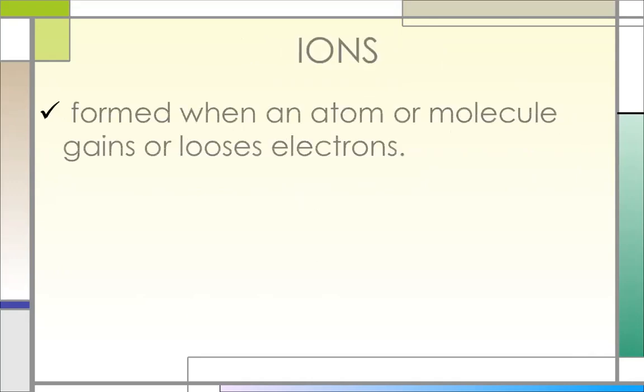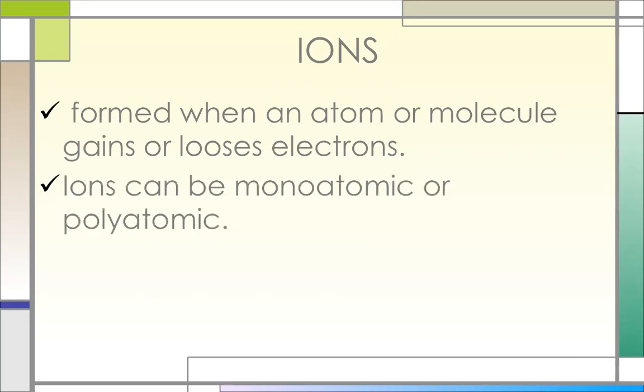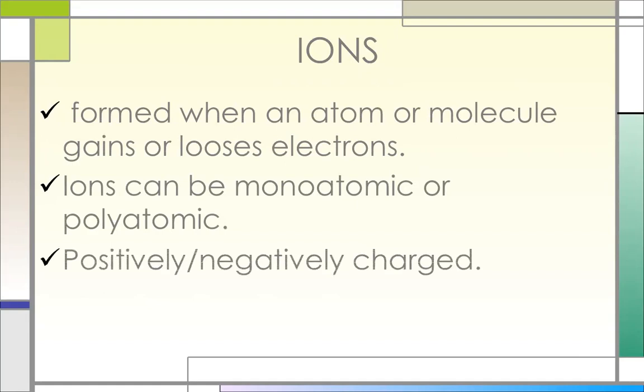What is an ion? An ion is formed when an atom or molecule gains or loses electrons. Ions can be monoatomic or polyatomic. When we say monoatomic, it has only a single atom, while polyatomic is composed of two or more atoms. Ions are positively or negatively charged. Examples are Na+, or sodium positive, and hydroxide, OH-, negative.